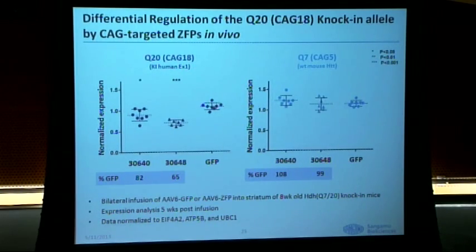In addition, we can switch model and go into this knock-in model, which is called the Q20. It's actually a CAG18. And in this setting, once again, on the right-hand side, you can see that the mouse Huntington allele is not modified. And the 640 shows very good discrimination against this Q20, showing only about 20% suppression in this particular setting. So we're starting to show proteins that can actively suppress the mutant Huntington, but also leave the wild-type Huntington alone.